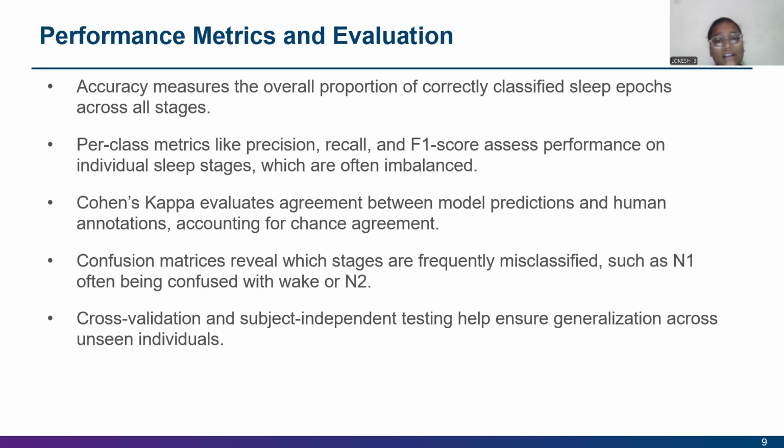Next, performance metrics and evaluation. Accuracy measures the overall proportion of correctly classified sleep epochs across all stages, and Cohen's kappa evaluates agreement between model predictions and human annotations, accounting for chance agreement. Confusion matrices reveal which stages are frequently misclassified, such as N1 often being confused with wake or N2. Cross-validation and subject-independent testing help ensure generalization across unseen individuals. This is performance metrics and evaluation.